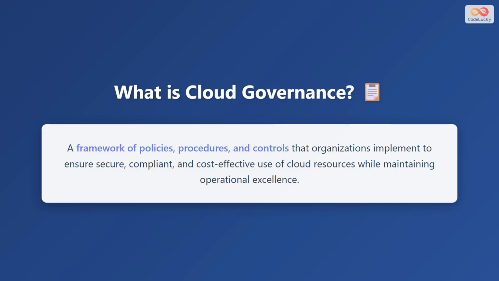Cloud governance is a framework of policies, procedures, and controls that organizations implement to ensure secure, compliant, and cost-effective use of cloud resources while maintaining operational excellence. Think of it as a structured approach to managing how your organization uses cloud services. It provides guidelines that help teams make the right decisions about cloud resources, from security measures to spending limits.